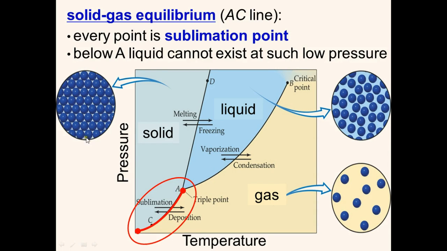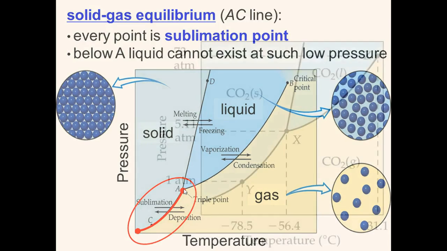And the important part is that below the triple point, liquids can't exist because there's such low pressure that the particles in the liquid will become a gas instantly because there's not enough force holding the liquid together. So in order to have a liquid, we have to have some pressure holding it together. So that's why liquids can't happen below this line or this point.